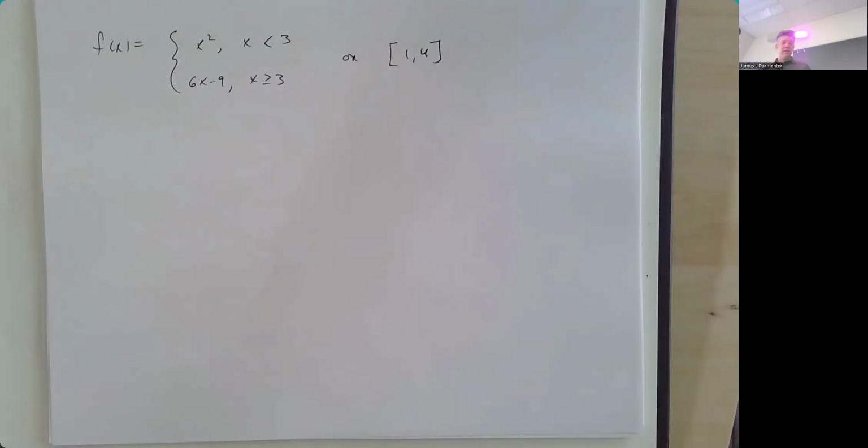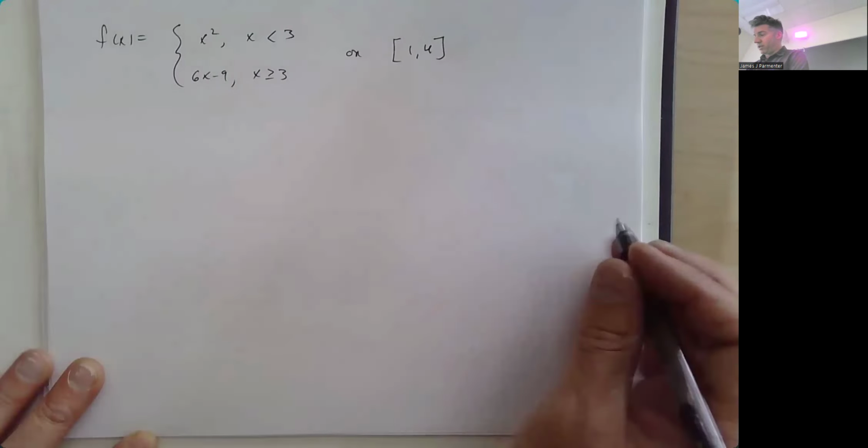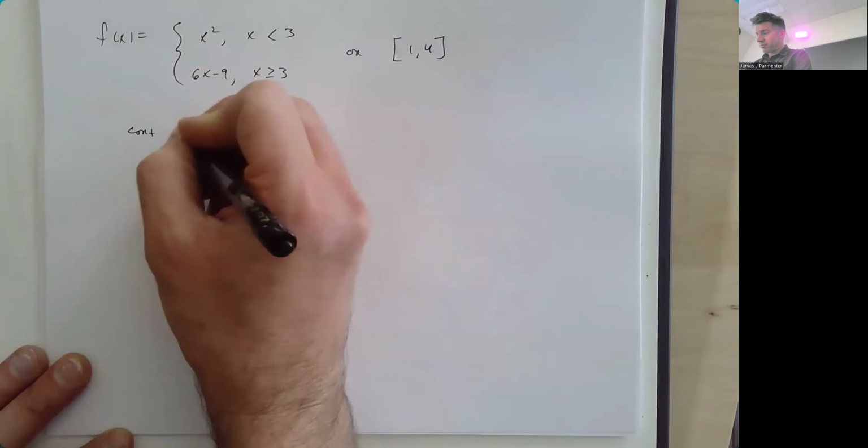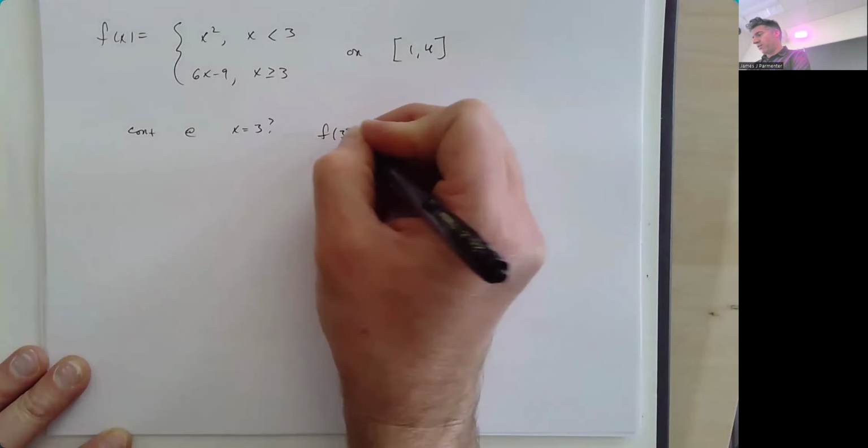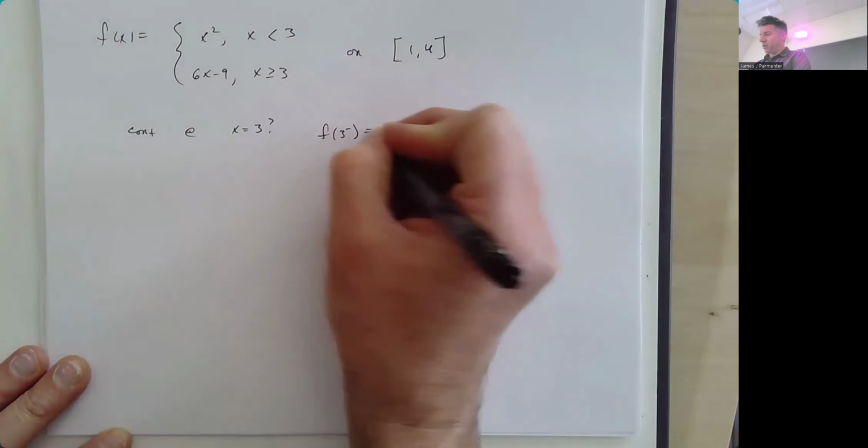Before you even worry about differentiability, we should make sure continuity is a check. So are we continuous at 3? Let's check. f of 3 from the left would be 3 squared, which is 9. f of 3 from the right would be 6 times 3 minus 9, which is 18 minus 9, which is also 9.